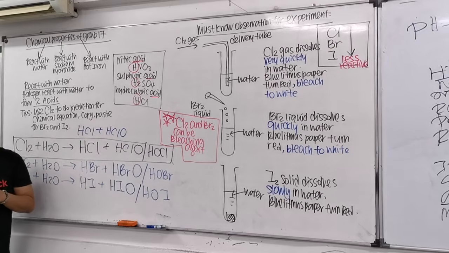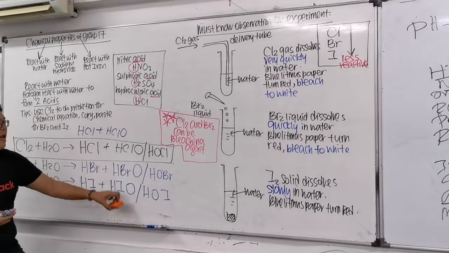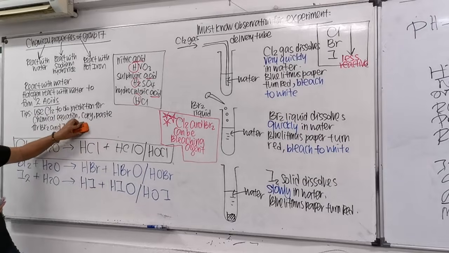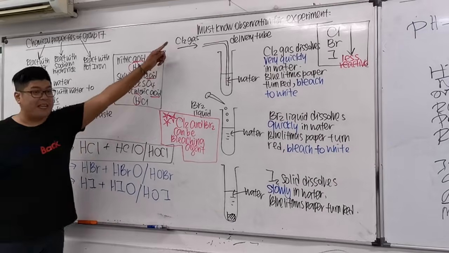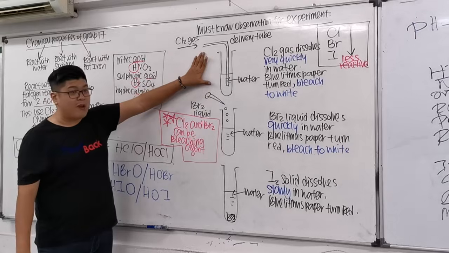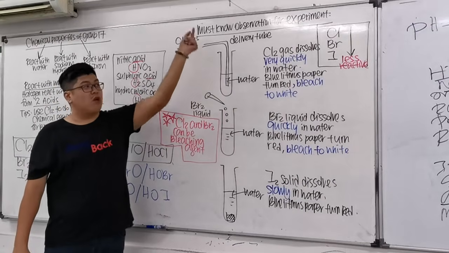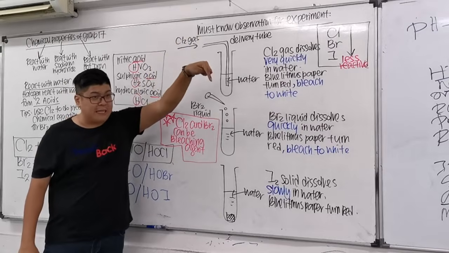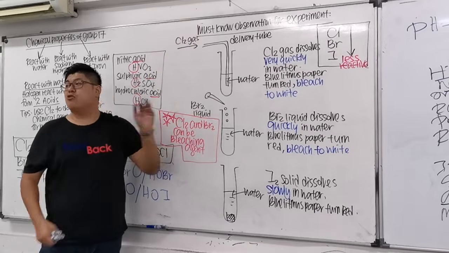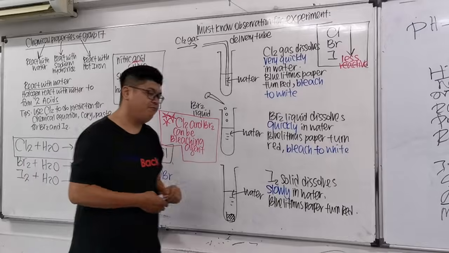You got it? Okay? So this is the experiment, and I want you all to clearly see that the reactivity is getting lesser, right? Dissolve very quickly, dissolve quickly, dissolve slowly. Because going down group 17, the elements become less and less reactive. Okay? So this is what you should know. Jot down this.